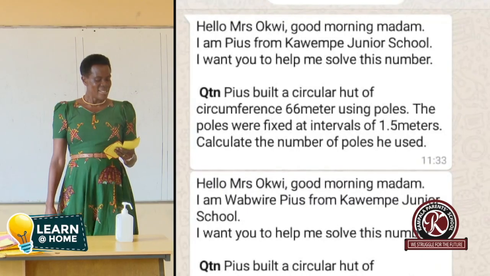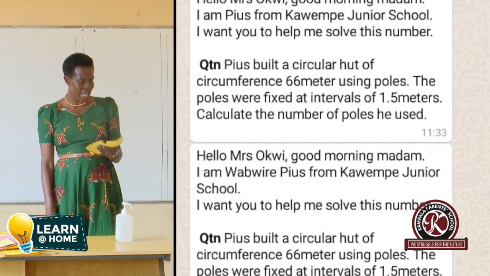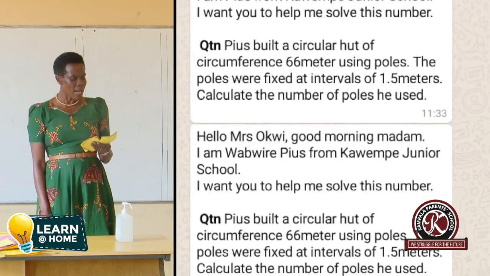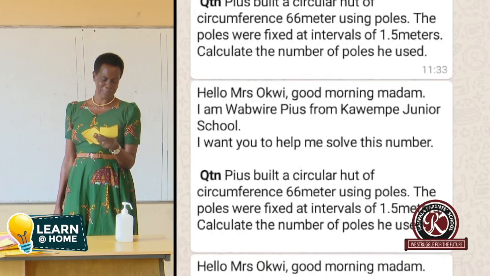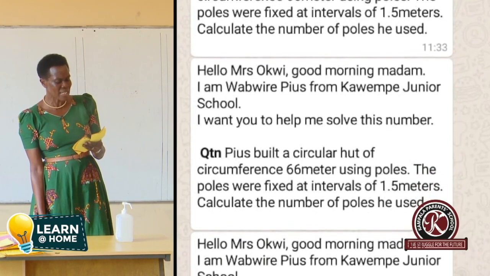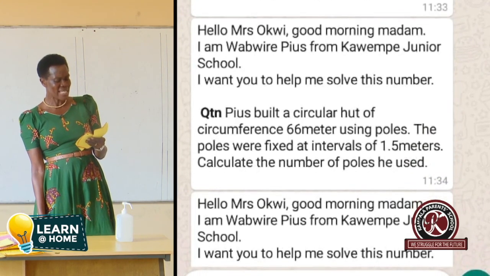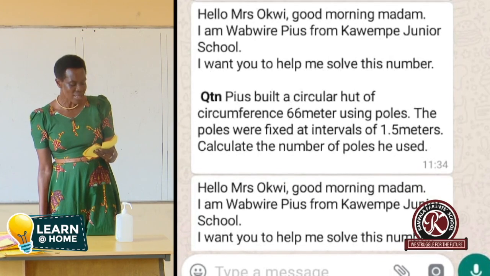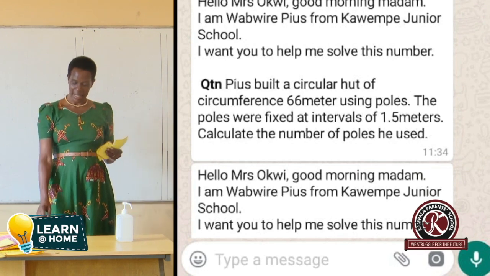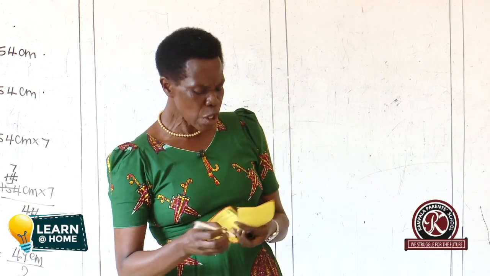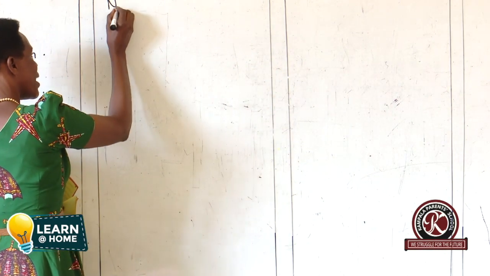Pius has given a question here. Pius, I don't know which school you are coming from, she has said. Pius built a circular hut of circumference 66 meters using poles. The poles were fixed at intervals of 1.5 meters. Calculate the number of poles he used. Yes, Pius, that is the circumference. It is related to our circumference.